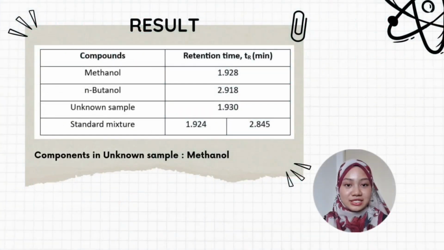Now, the results that we obtained. The retention time for the methanol compound is 1.928. Retention time for N-butanol is 2.918, and the retention time for the unknown sample is 1.930. The standard mixture has two peaks. The first one is 1.924 and the second one is 2.845. The component that was found in the unknown sample is methanol.